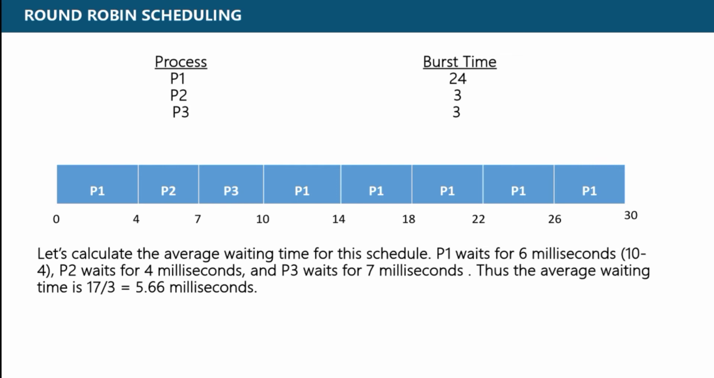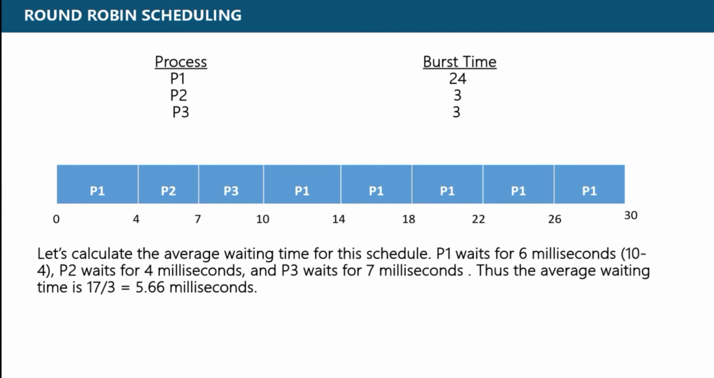which is 5.66 milliseconds. So after the 7 milliseconds waited by P3, P3 finishes its 3 millisecond burst time, and finally P1 is allocated the CPU. Since P1 is allocated first, that is why we have 10 minus 4.